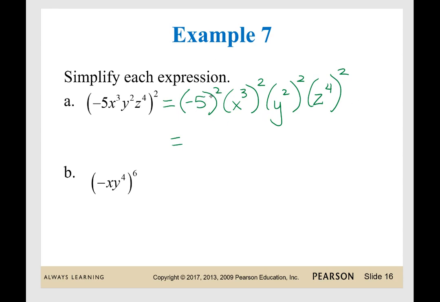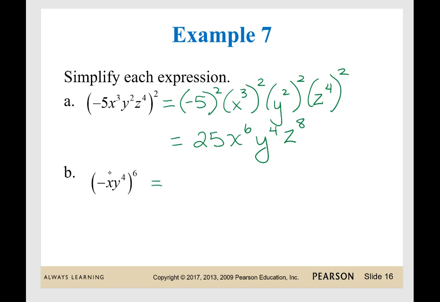So -5 squared, -5 times -5 is positive 25. X cubed squared, remember you're going to keep your base, multiply your exponents. So that's x to the 6th. Keep the base of y, multiply your exponents. So that would be 4. And then keep your base of z, multiply those exponents. That's the power of 8. So my final answer is 25, x to the 6th, y to the 4th, z to the 8th.